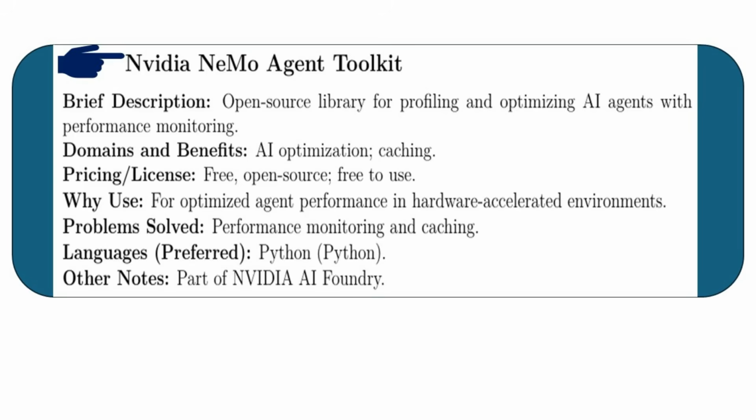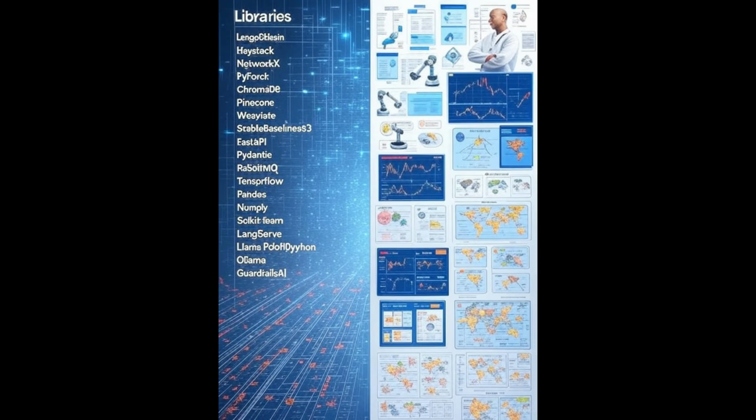With this, we come to the end of tools and frameworks. Now let's look into libraries. Libraries provide foundational components for building agentic AI systems supporting tasks like data processing, model integration, and communication.